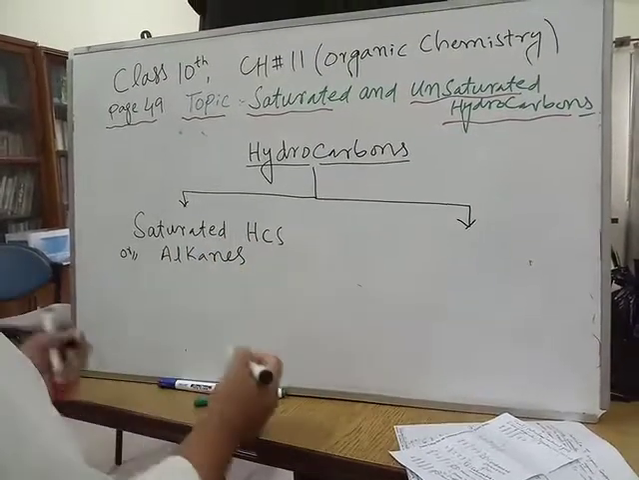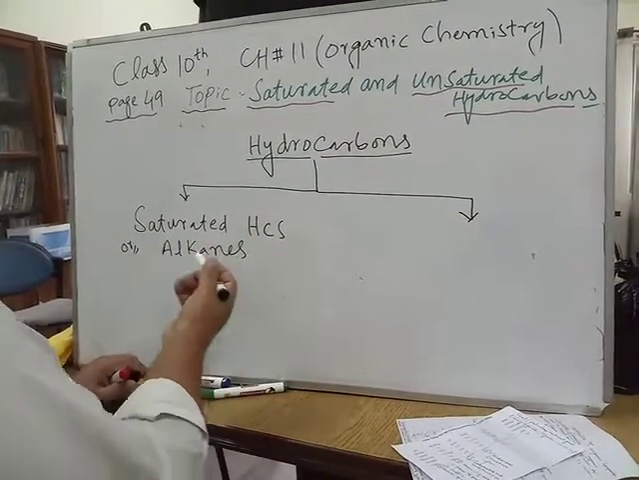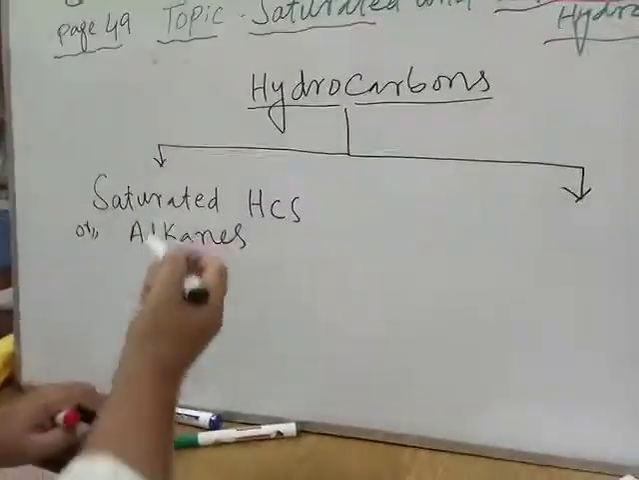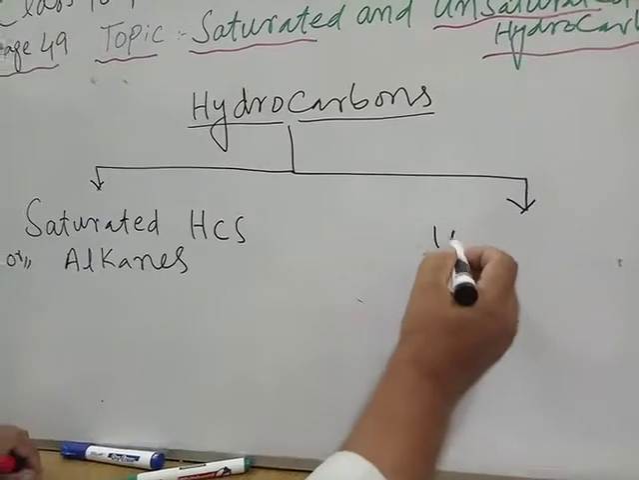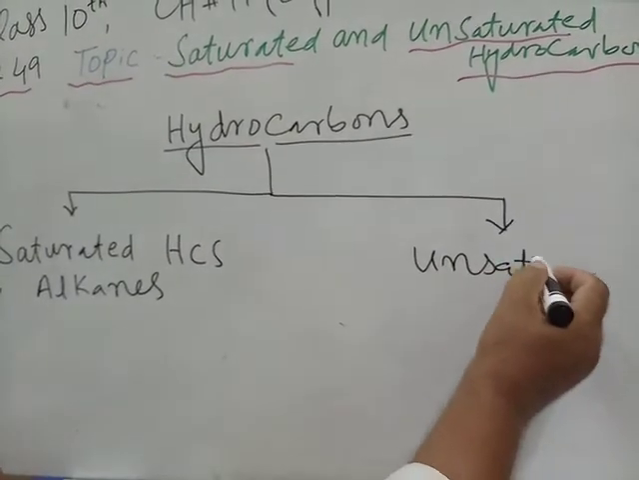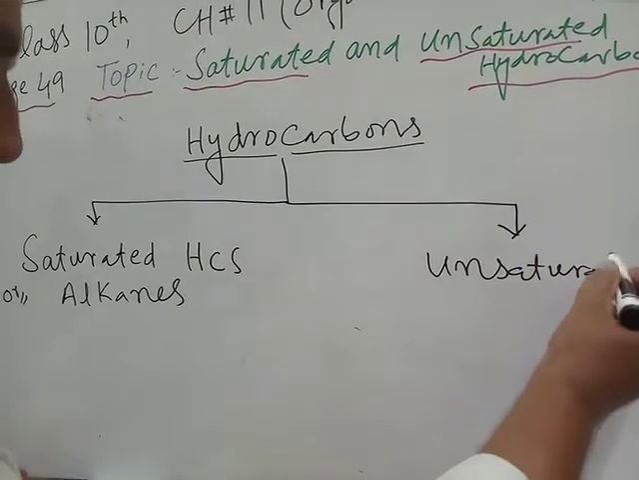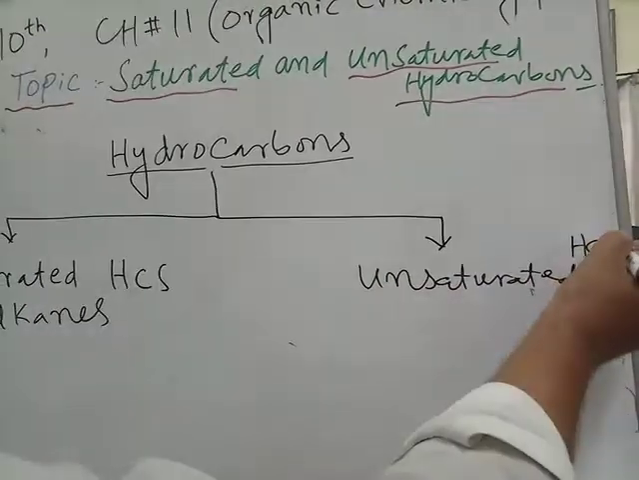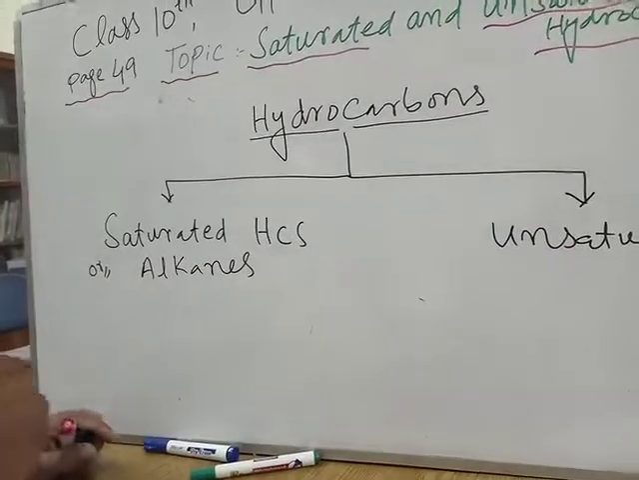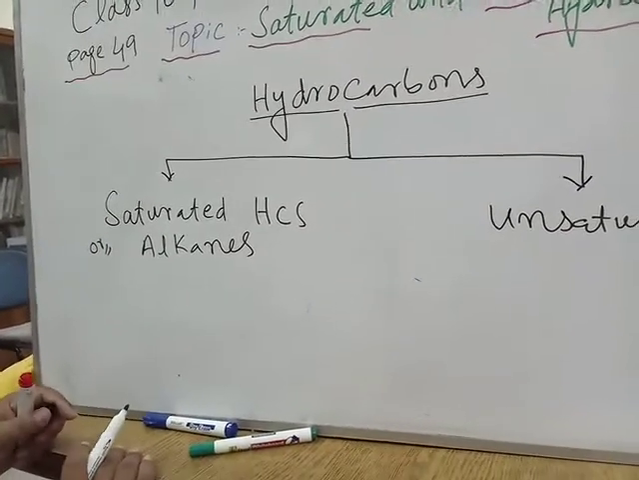Alkanes are called saturated hydrocarbons. In other words, alkanes are an excellent example of saturated hydrocarbons. The next is unsaturated hydrocarbons. So let me discuss the saturated hydrocarbons first.